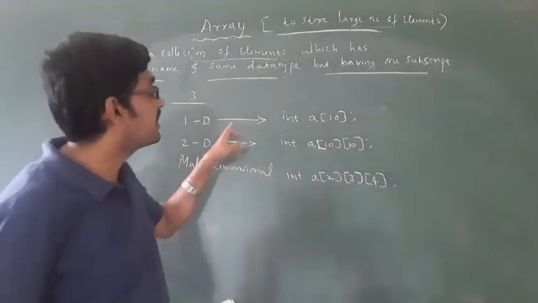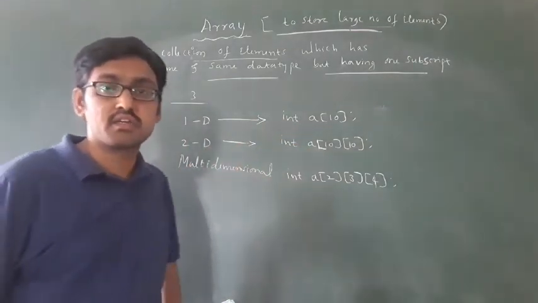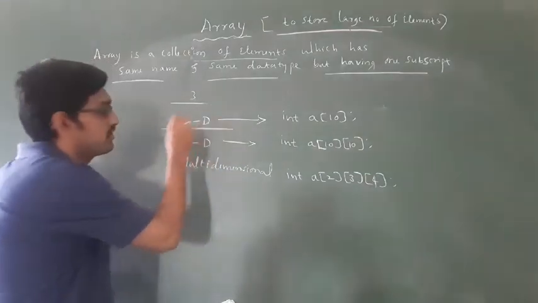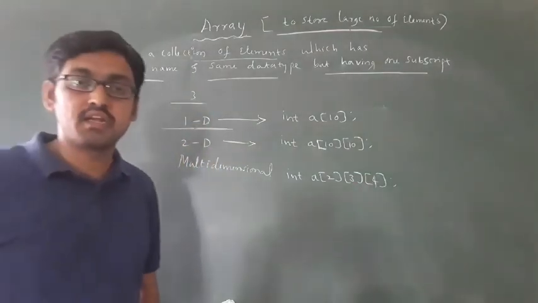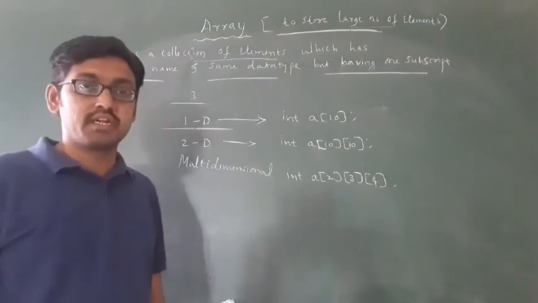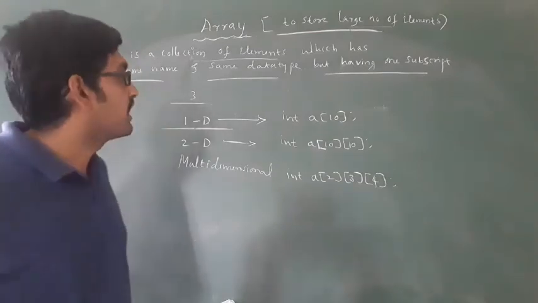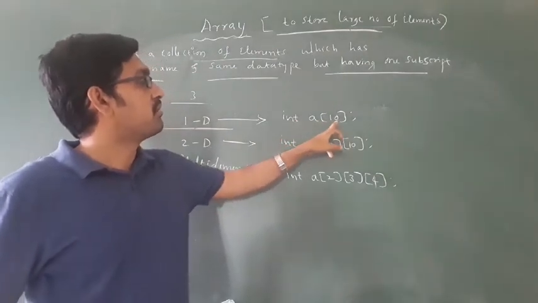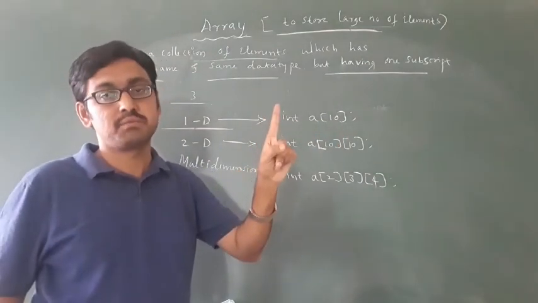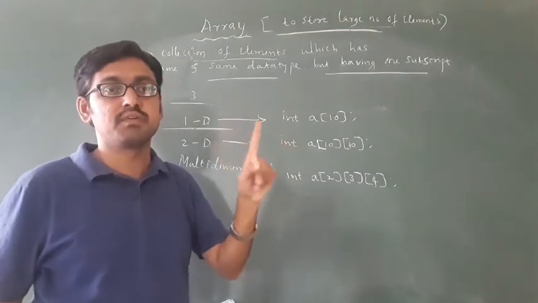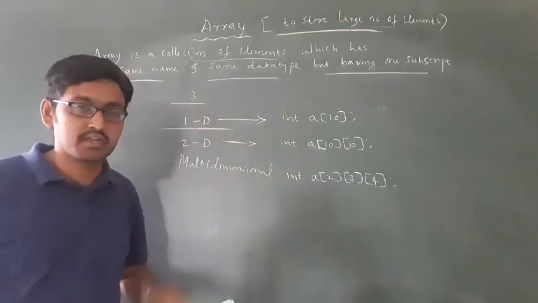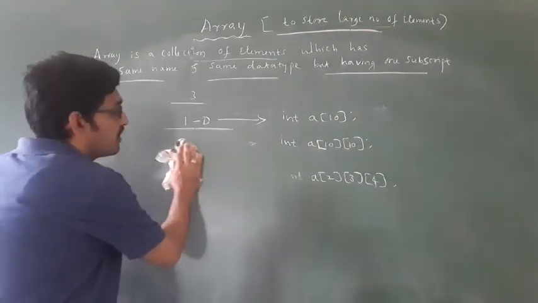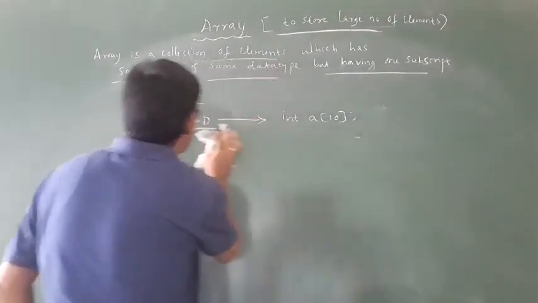One dimensional array, always for your second year syllabus, the most important is the 1D array. What is one dimensional array? It consists of same name, same data type, but having only one subscript. Okay, one subscript, that is called a one dimensional array. Got it? Last class we discussed about this. Now you have to study about the one dimensional array.